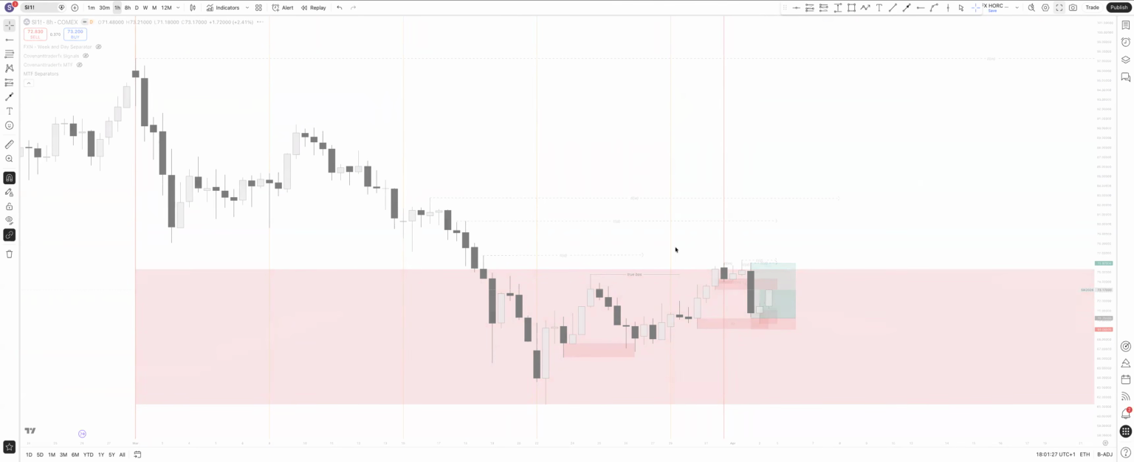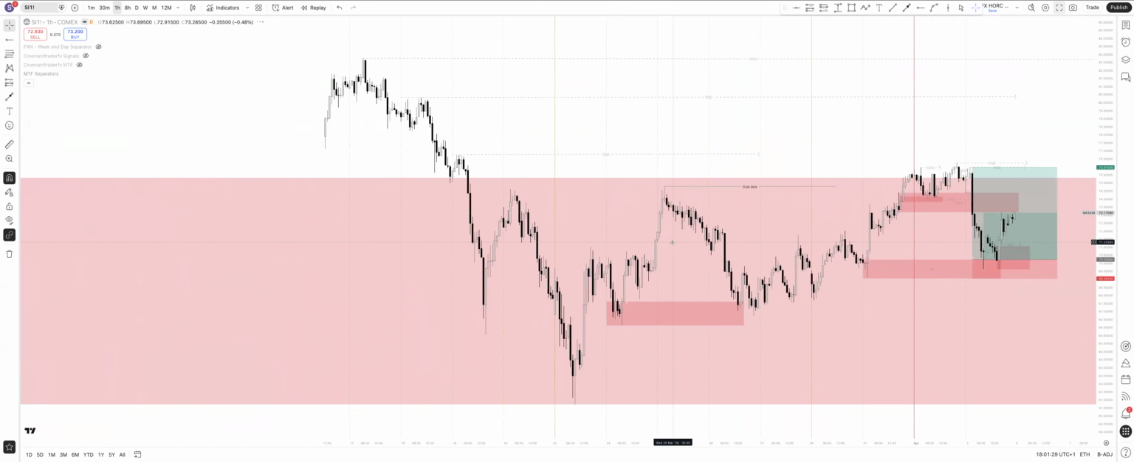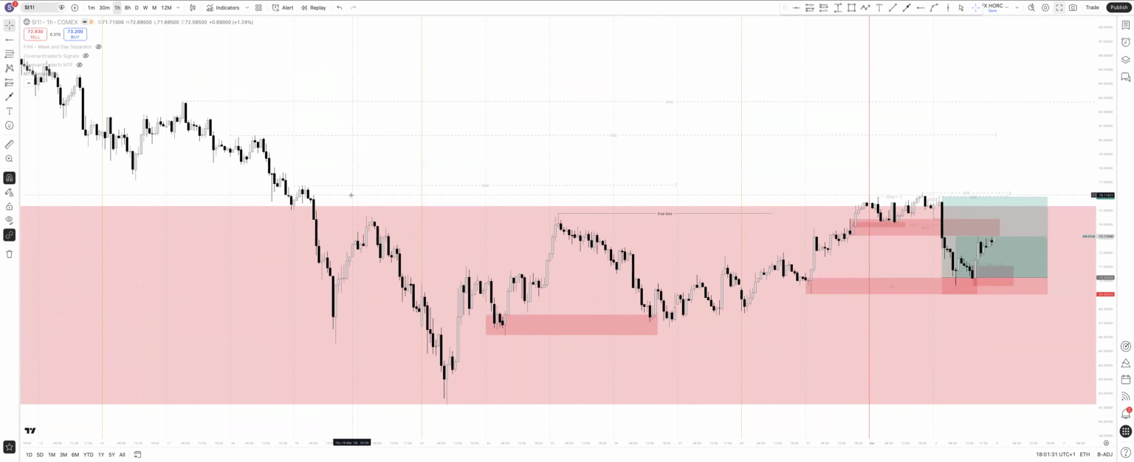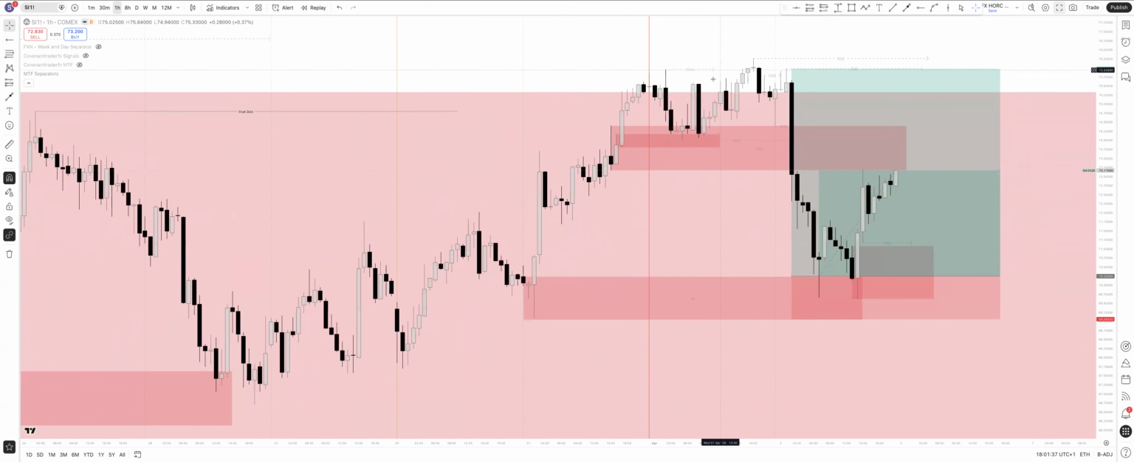I checked the 1 hour too. It's not the 1 hour that is sending price down. Do you get? If you check the 1 hour, you see that price took out this high, so there was no zone here. So price was basically selling from nowhere here.